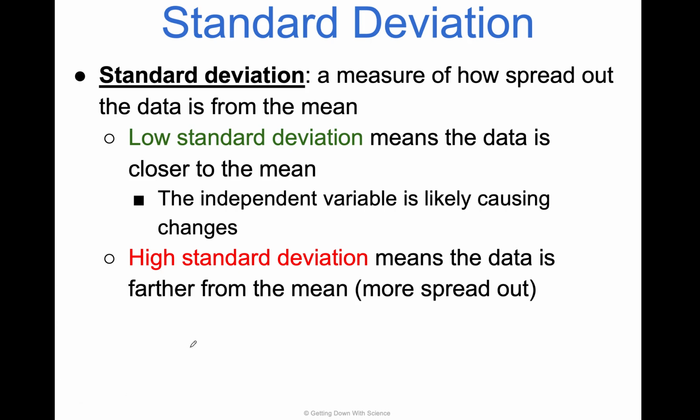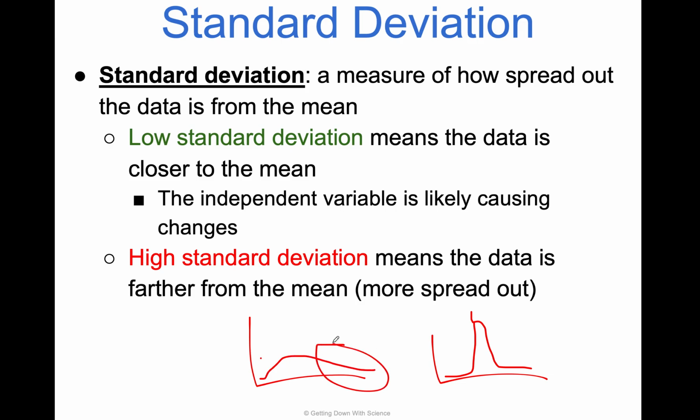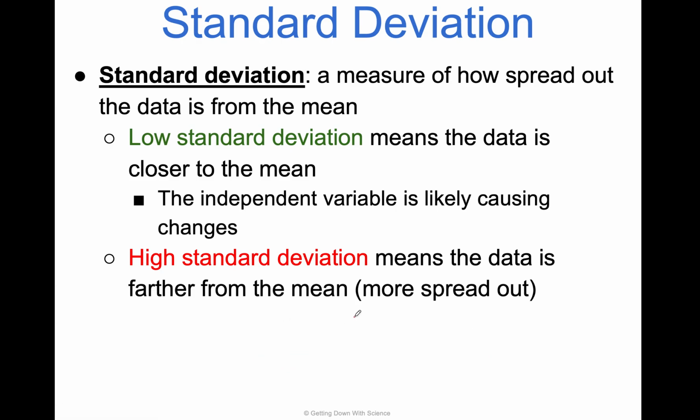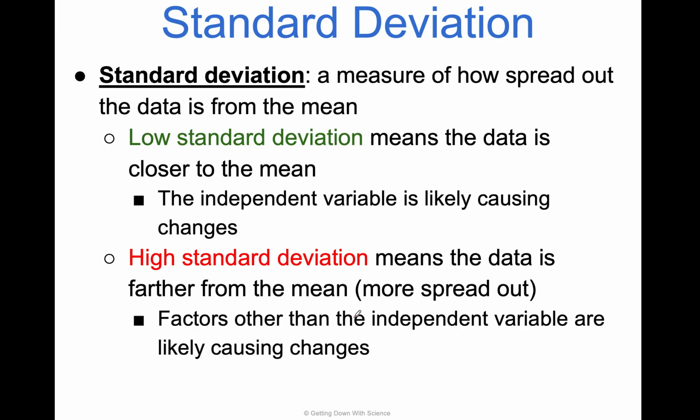So how this looks is you'll have a data set here, okay? Remember our normal distribution bell curve right there, with this being our mean. If you have a low standard deviation, it's going to look more like this, right? Low standard deviation. Most of the values are close to the mean. If you have a high standard deviation, it's going to look more like this, with a lot of the values further away from the mean. So if it's more spread out, it's high standard deviation. If it's closer together, it's low standard deviation.